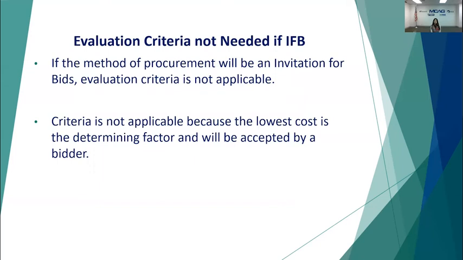Evaluation criteria is not needed if the solicitation document is an invitation for bids. So it says if it will be an invitation for bids, then evaluation criteria is not applicable. It's not applicable because the lowest cost is the determining factor and will be accepted from a bidder. So we will accept the lowest cost so long as they're responsive and responsible, and we will take the lowest.